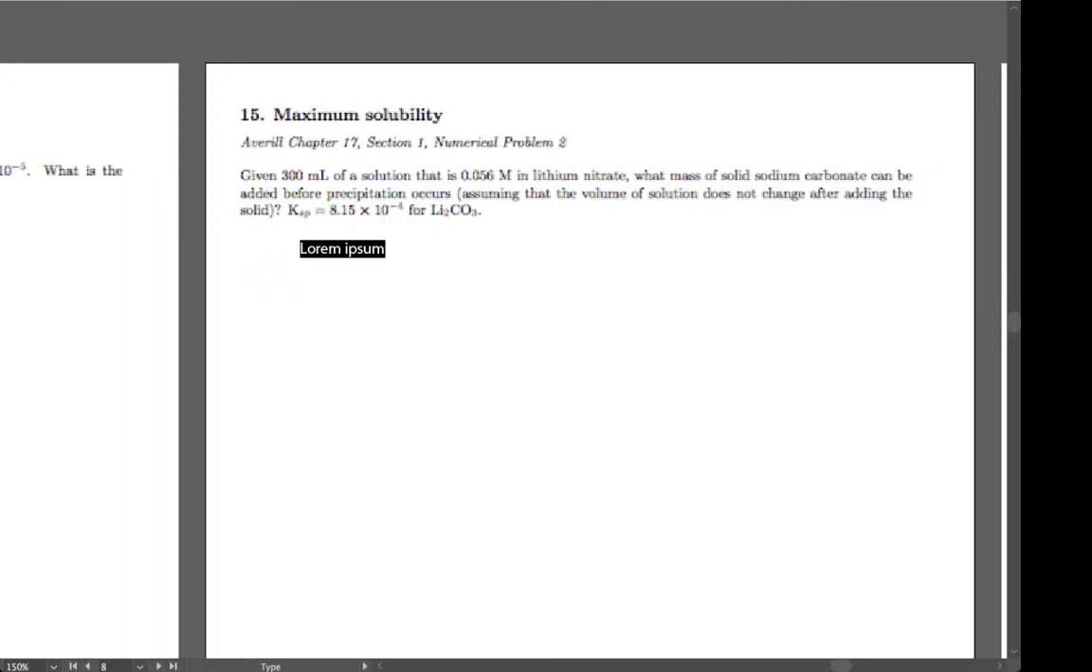So first things first, the amount of lithium nitrate. Oh wait, no, sorry. The volume doesn't actually change. So we don't really need to care about the change in the molarity.